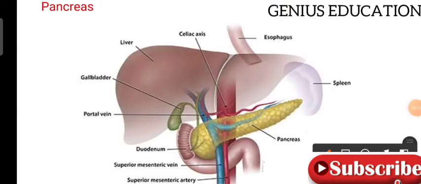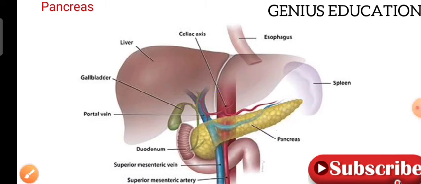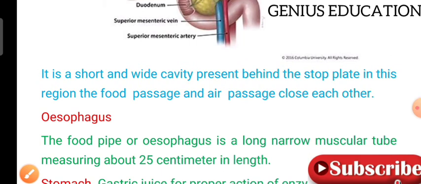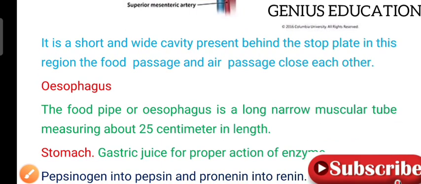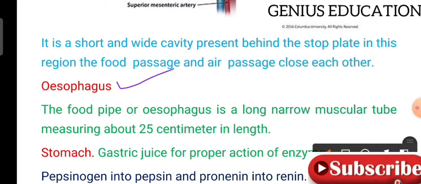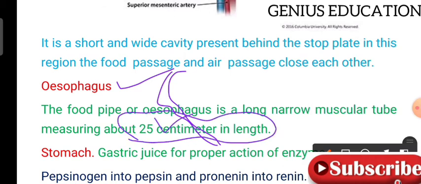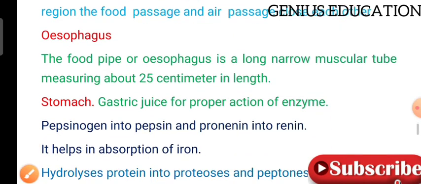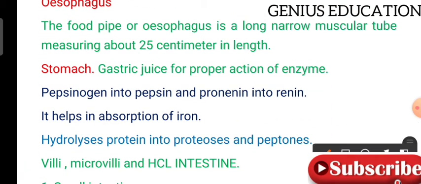Hello guys, I told you all about the liver and the pancreas. Let's go to this new point. This is the esophagus. I told you it is the part of the alimentary canal which takes part in the transportation of food. It measures about 25 centimeters. Okay, this is the esophagus, and this is the stomach. I told you it is the storehouse of the food.